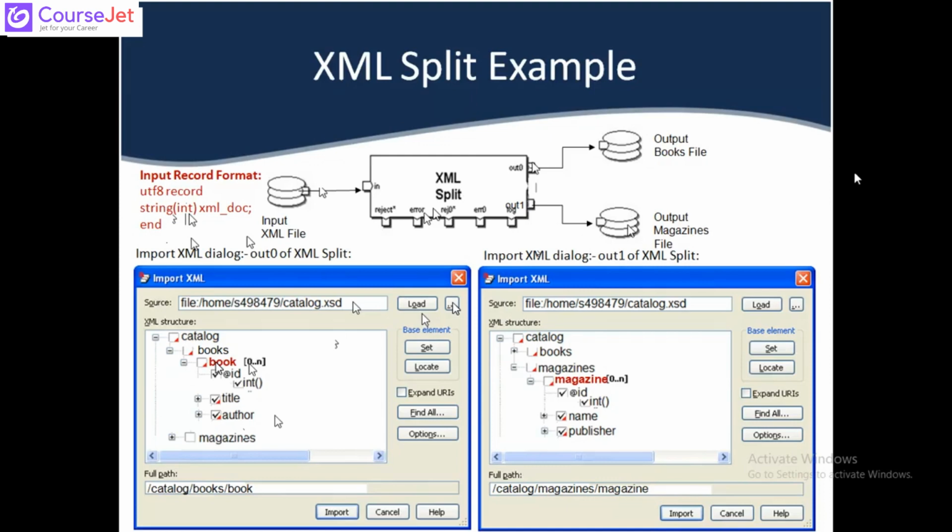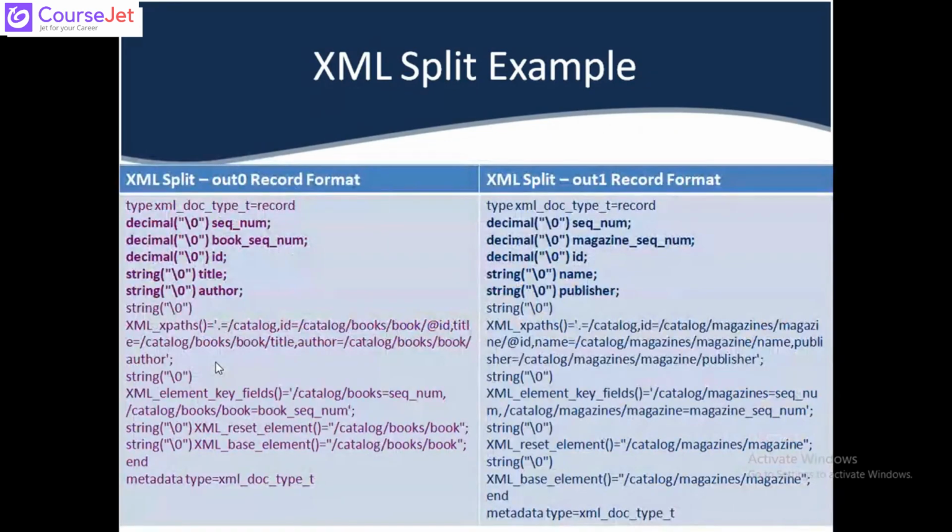Once you set this and say import, you will have the record format generated like this. Where you can see for the books, you have ID, title, author, and for the magazines you have ID, name, publisher. Along with that, you can see two different fields which get generated automatically. This will get generated only in the XML split component, and also in the XML combine we need these two sequence numbers. These two sequence numbers are very important.